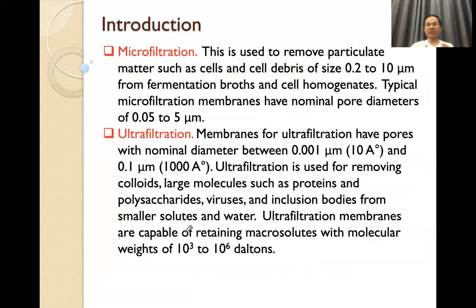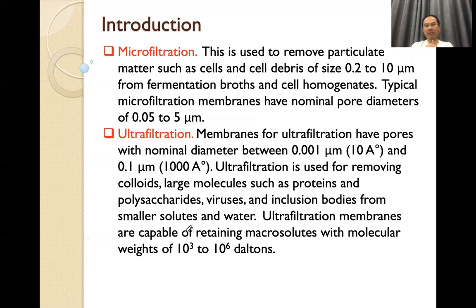I will now talk about each type of membrane, starting with microfiltration. We can use microfiltration to remove particles, and the size of particles retained is between 0.2 and 10 micrometers. Ultrafiltration can be used to separate solutes or particles at the molecular level, about 10 angstroms to 100 angstroms, that is, between 0.001 micrometer and 0.1 micrometer.